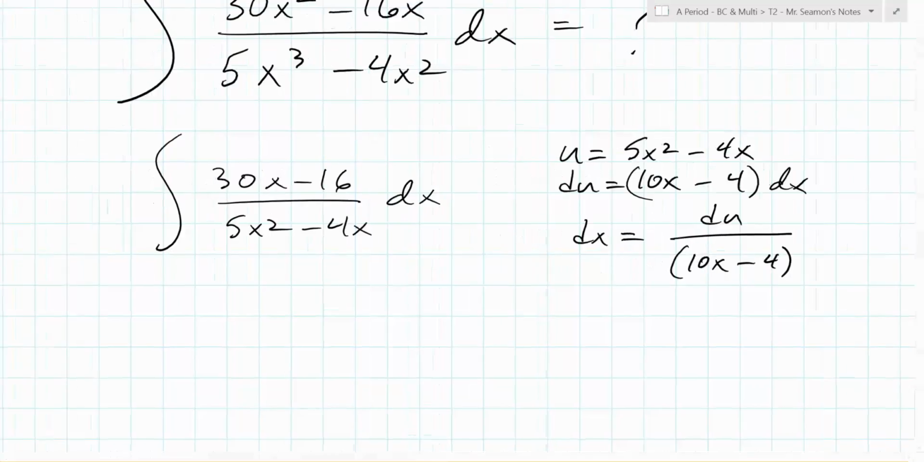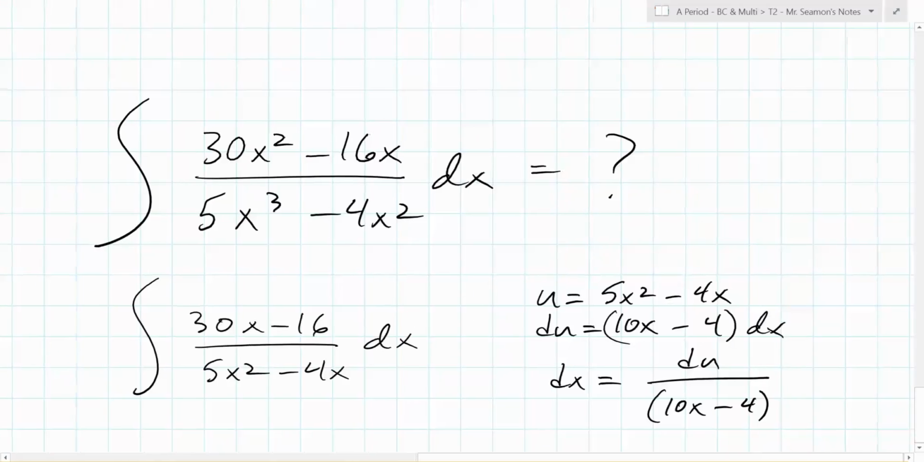What's the problem at this point, though? 10x minus 4 is not a linear combination of the numerator. What do you multiply 10x by to get 30x? 3. What do you multiply negative 4 by to get negative 16? 4. It's a problem. It doesn't cancel, right?